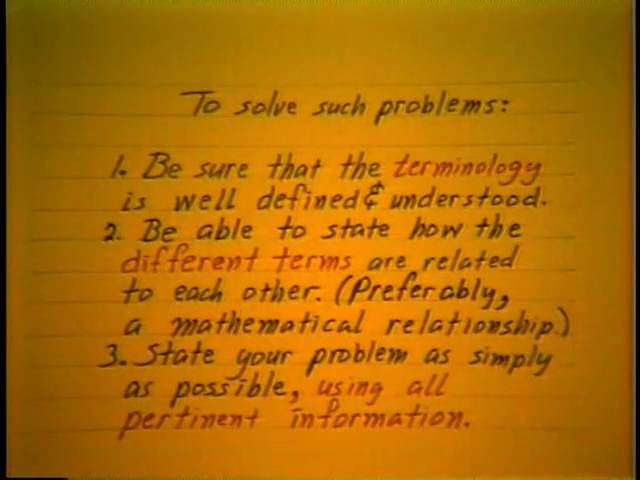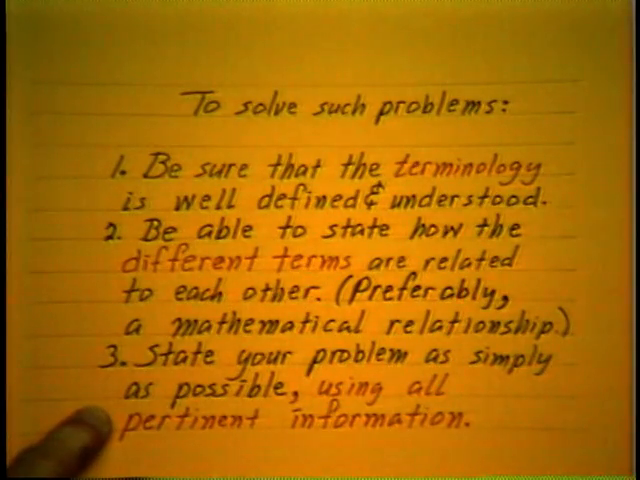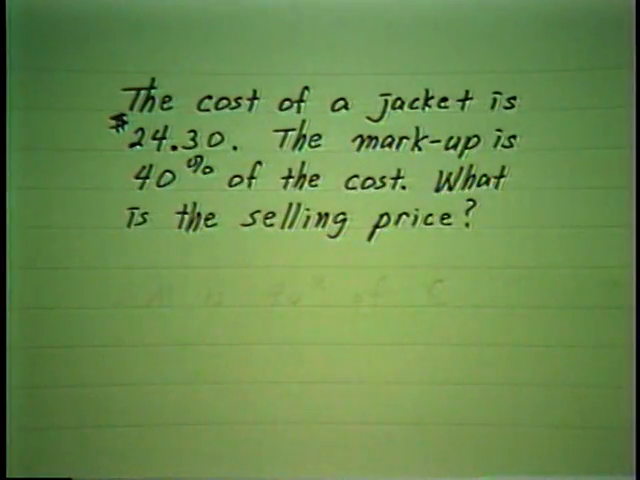To solve such problems, first be sure that the terminology is well defined and understood. If you don't know it, stop, look it up, or ask. Be able to state how the different terms are related to each other, preferably by a mathematical relationship. Again, if you don't know, stop, look it up, or ask. And finally, state your problem as simply as possible using all pertinent information. And at this point is where mathematics usually begins. Let's start with a simple type.